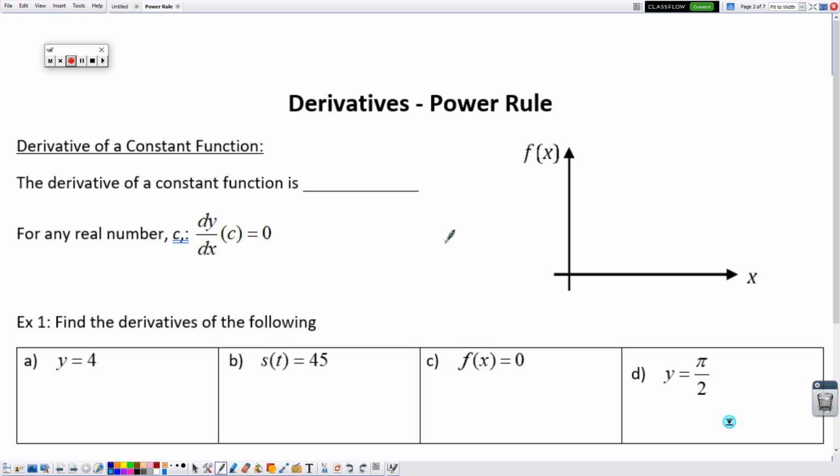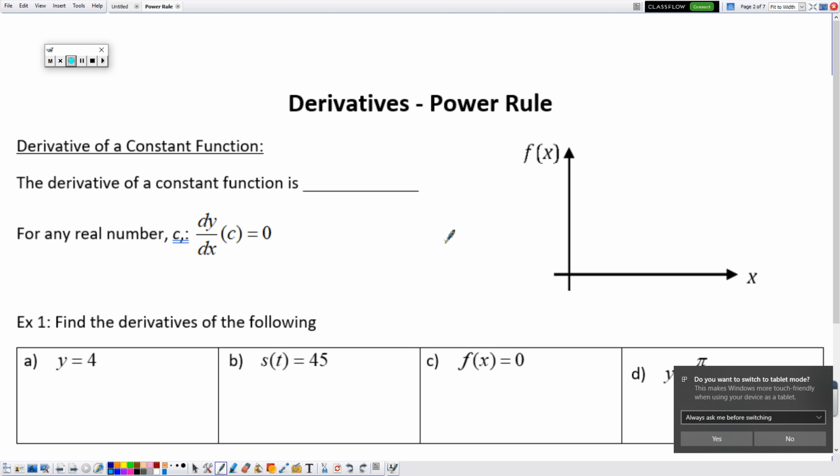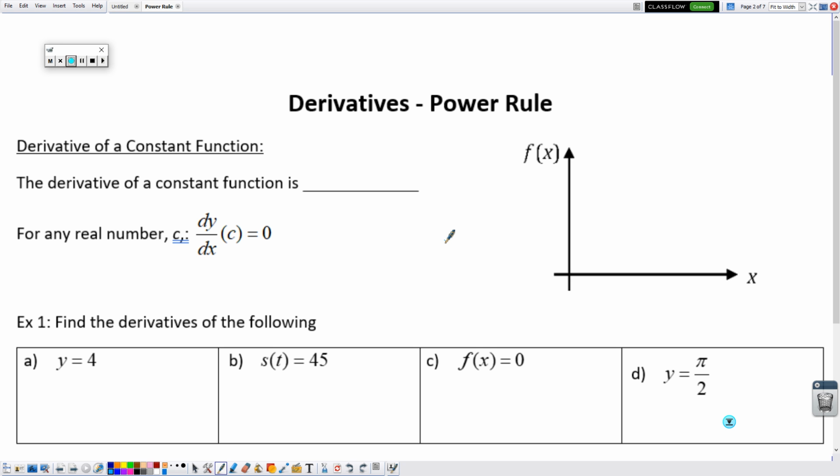Alright, let's go ahead and get started with the power rule. So what we start off talking about is the derivative of a constant function. In order to do the derivative of a constant function, you probably need to know what that function looks like. So a constant function is really just a horizontal line.